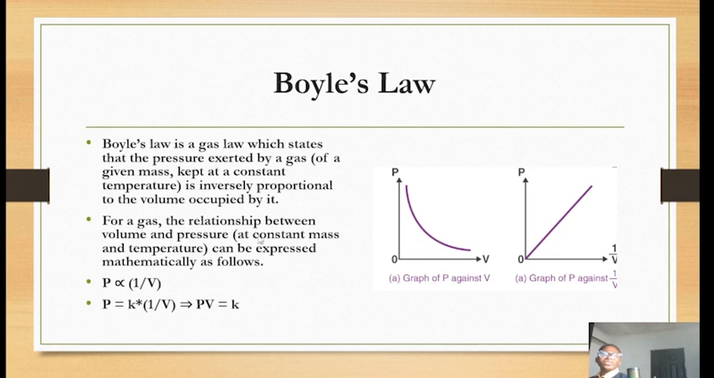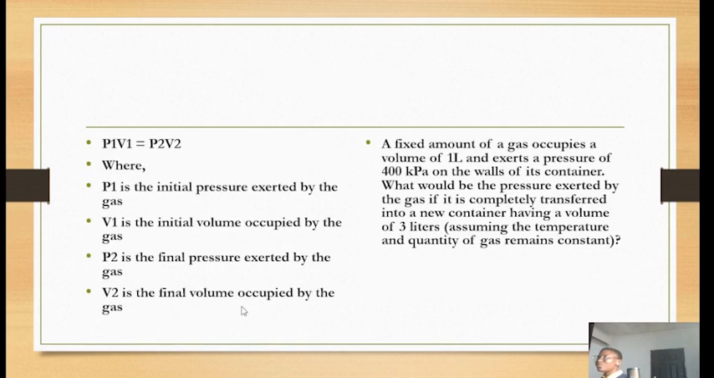For a gas, the relationship between the pressure and volume can be expressed like this. Since P, which is pressure, is inversely proportional to V, and if you change the proportionality sign to equals, you introduce a constant. So we have PV equals K. So P1V1 equals P2V2, where P1 is the initial pressure exerted by the gas, V1 is the initial volume occupied by the gas, P2 is the final pressure exerted by the gas, and V2 is the final volume occupied by the gas.